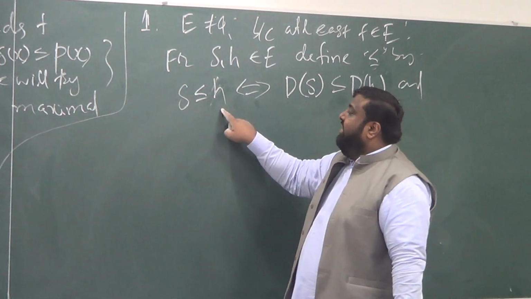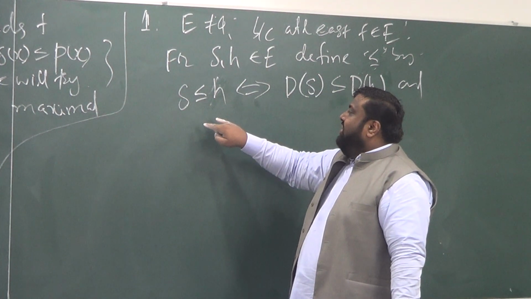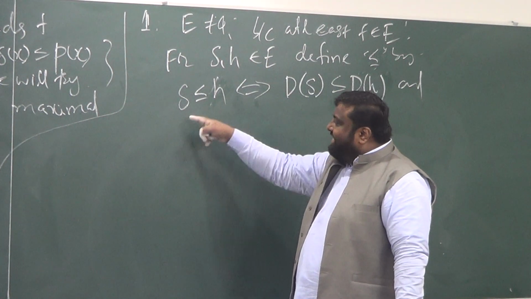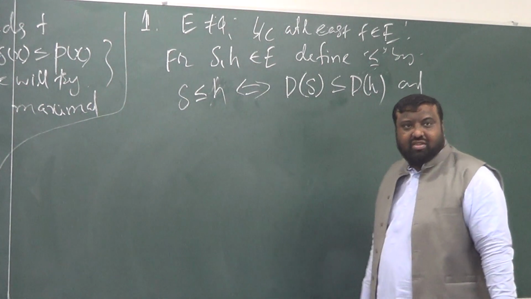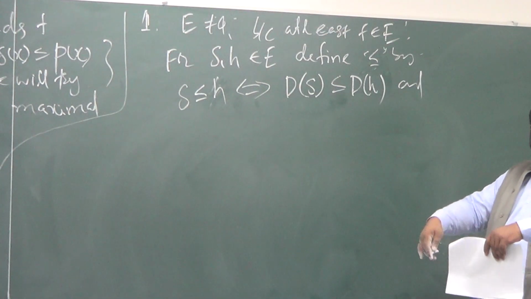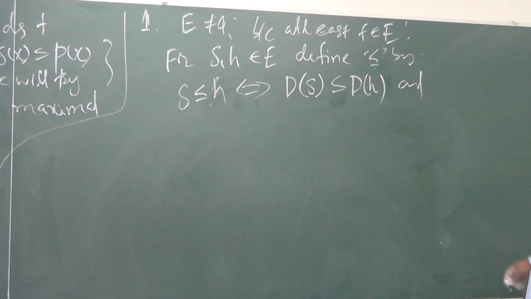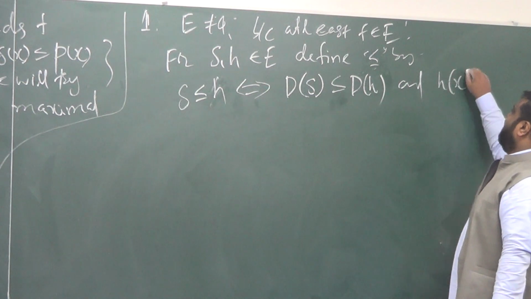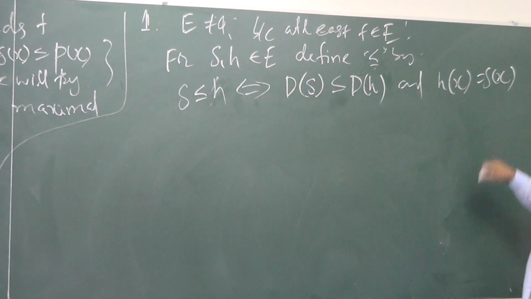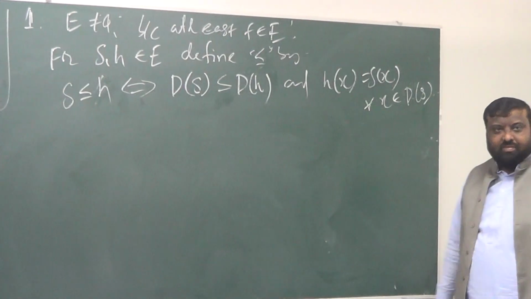Okay, so the domain of G is contained in the domain of H, and making sure that, since they both are from E, they are extending F. But we also need to make sure that H is an extension of G. So you have an extension of an extension of an extension. So what do I need to write? I need to write that H of x and G of x must agree for all x in the domain of G.